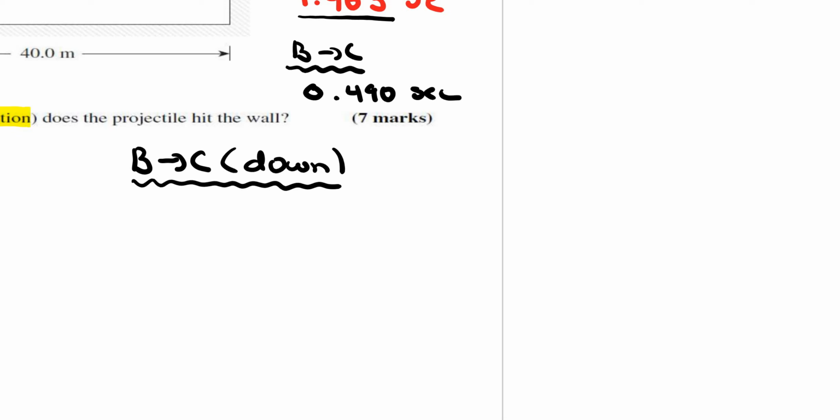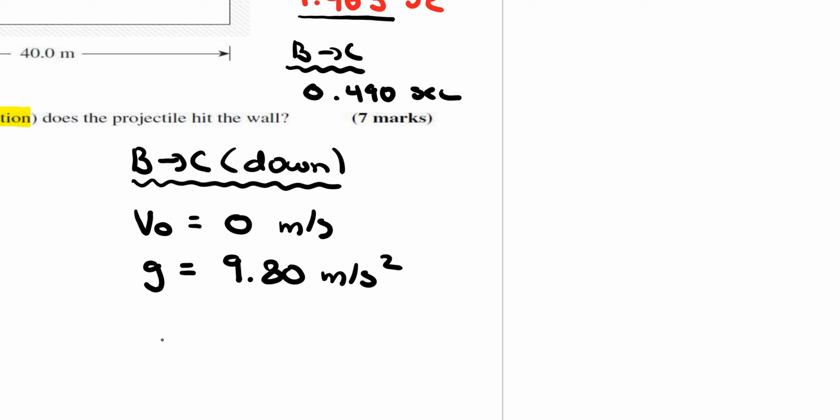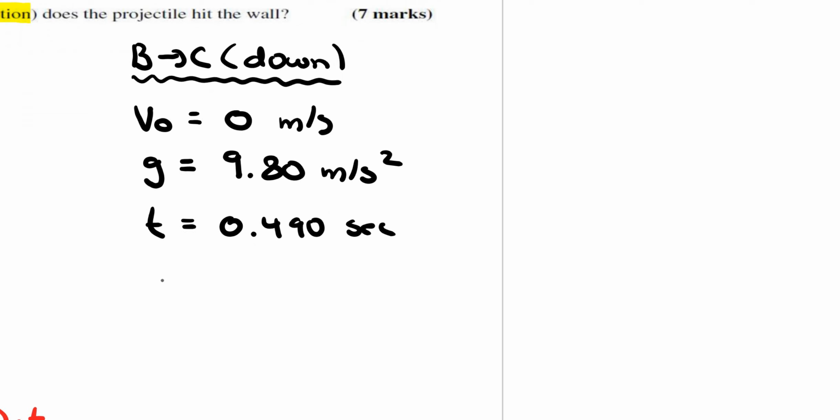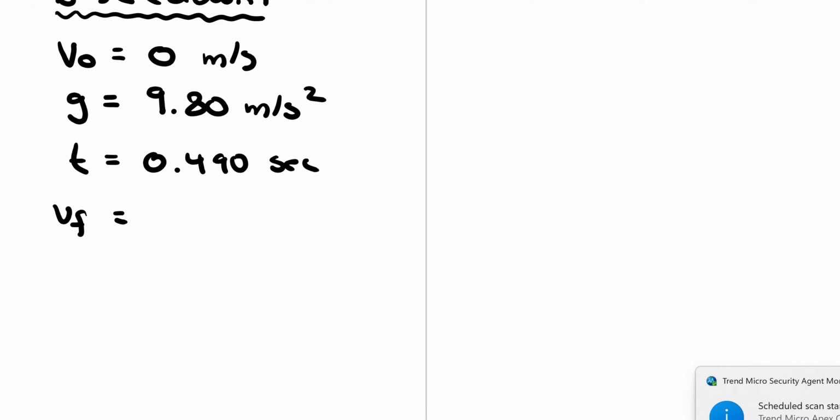If we start collecting information on the projectile from B to C, which means we're going in the downwards direction, that means your initial speed is going to be 0 meters per second to start. Your acceleration due to gravity, since you're falling down, is going to be 9.80 meters per second squared. We know that the time it takes for this ball to hit the ground from B to C is 0.490 seconds, and what we need to find is your final velocity. Okay, so there's my final velocity right there.